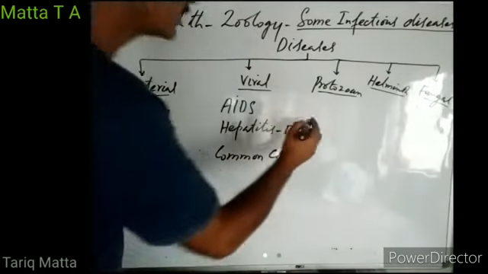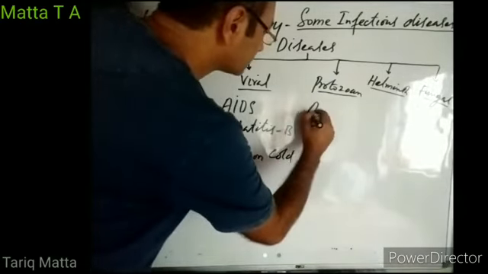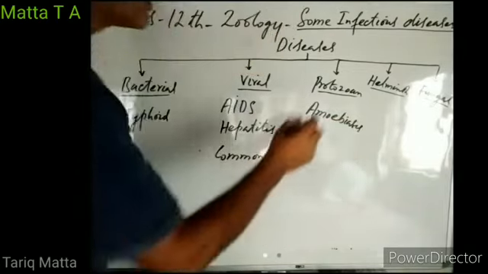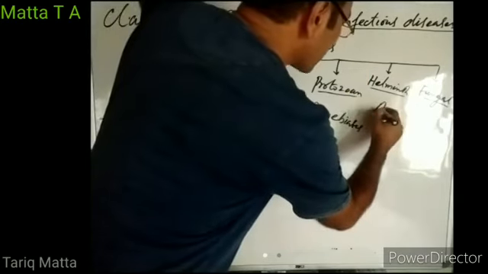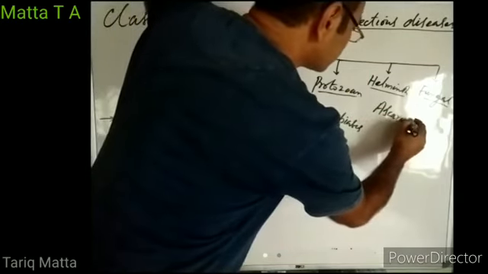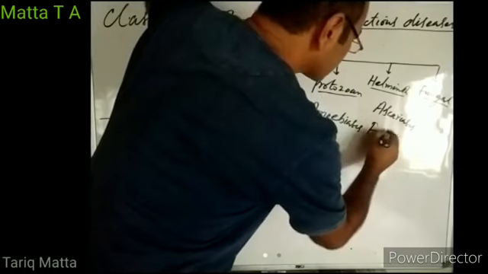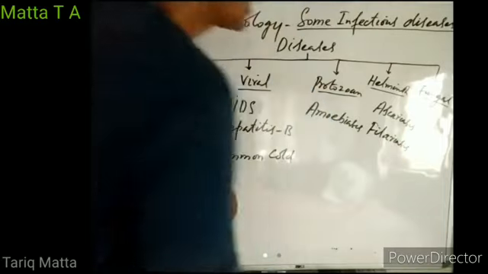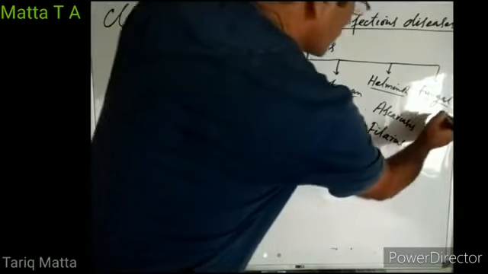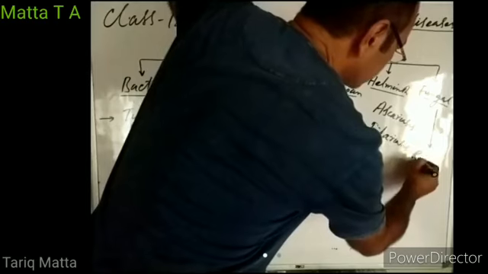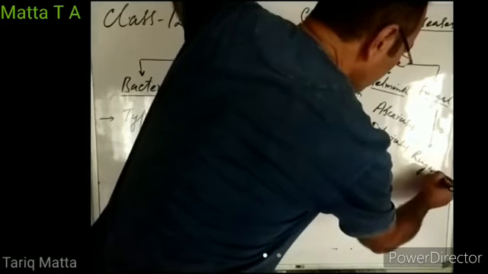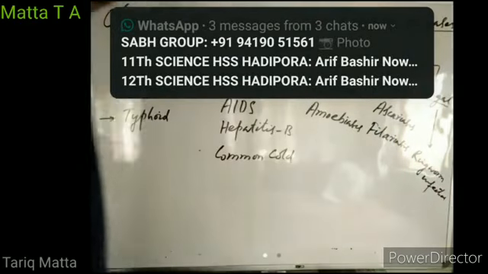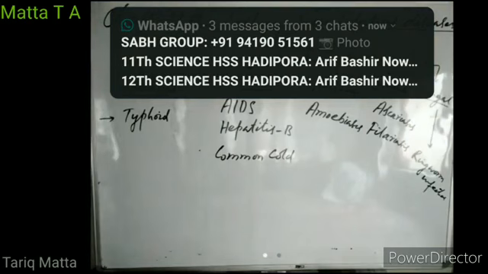Among protozoan diseases, we have to discuss amoebiasis. Among helminth parasite diseases, we have to discuss ascariasis and filariasis. And among fungal diseases, we have to discuss the ringworm infection. So we have to discuss these diseases one by one.